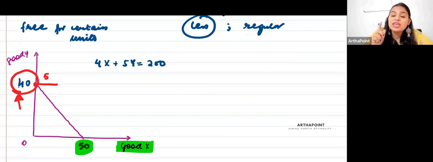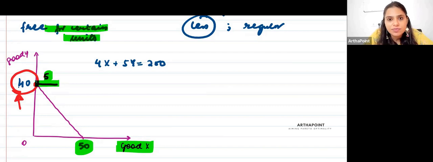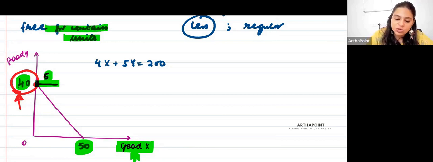But now I'm saying even if you spend your entire income on good Y, you still have 5 units free. So I draw a straight line showing those 5 units. But post those 5 units, every extra unit of X can only be consumed if you pay for it. So if you have to pay for X, you cannot consume 40 units in Y. You will consume less of Y because you are paying something for good X. So which means that you will have the regular budget line after that.